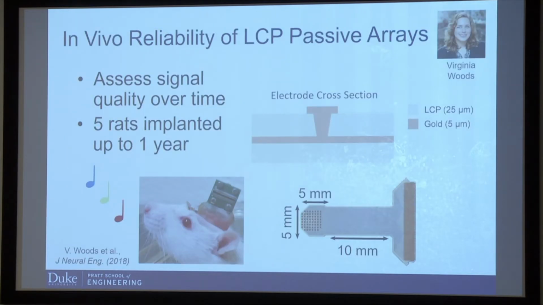Okay, so we're able to do this in short duration implants and acute measurements. We wanted to look at long-term recording stability with these LCP arrays. And so we implanted them chronically in 5 rats over the course of a year, and we looked at signal quality over time.